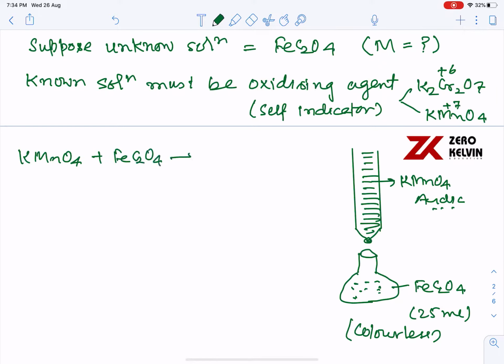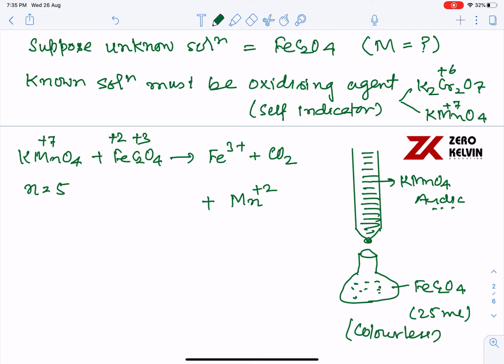The reaction is important. This is +2, this is +3, and this is +7. KMnO4 being the oxidizing agent, it will oxidize the iron and carbon. So this iron will be oxidized to Fe3+, and carbon will be oxidized to CO2. And in acidic medium, KMnO4 will convert into Mn2+. So the N factor of KMnO4 will be 5, because the change in oxidation state per mole is 5.